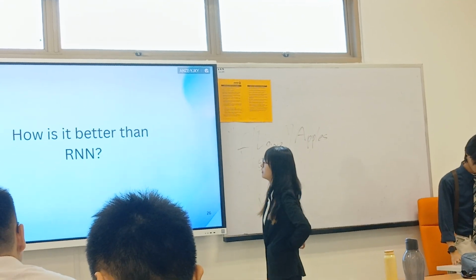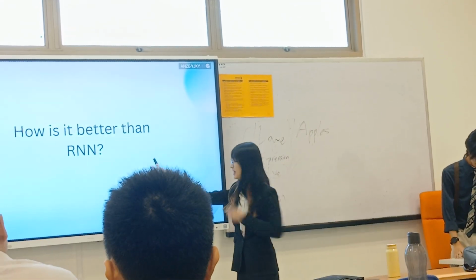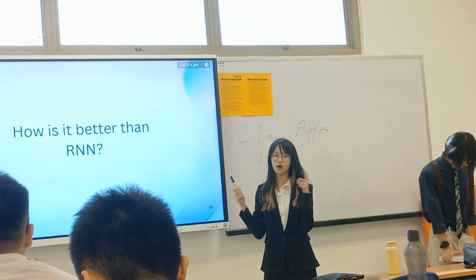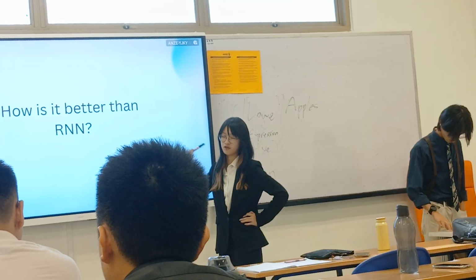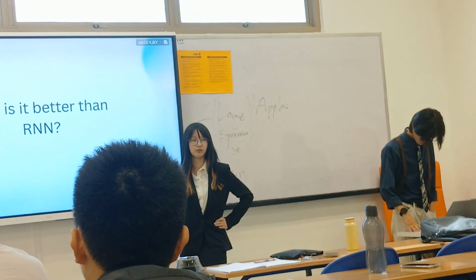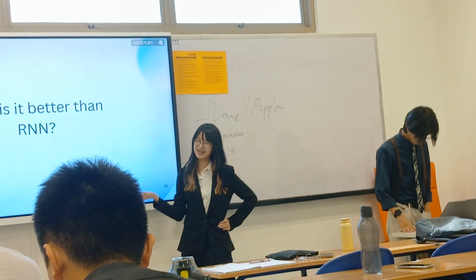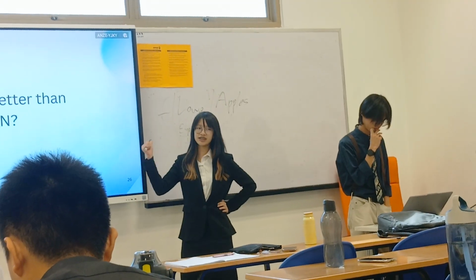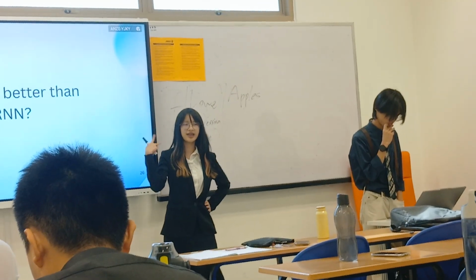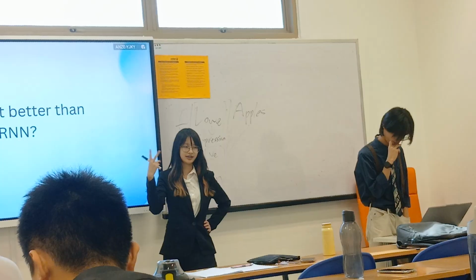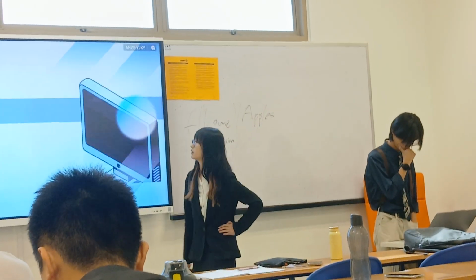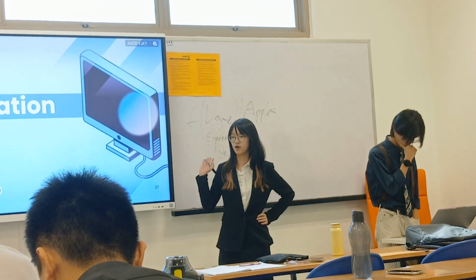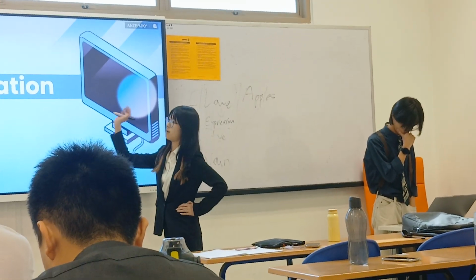You guys must be wondering, how is it better than RNN? Because its function is almost the same, but transformers can do even more. What can they do? Anyone knows? They can do text summarization, image captioning, and speech recognition. Alright, that's all for our model methods. Now we're moving to application.